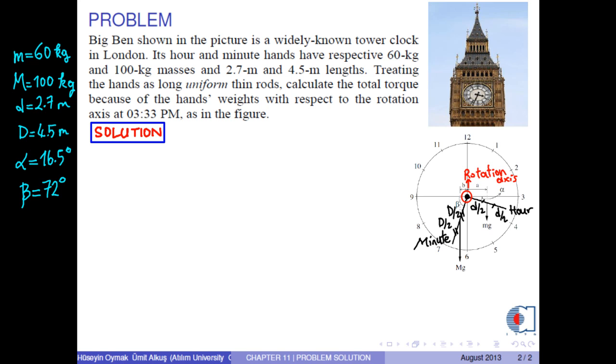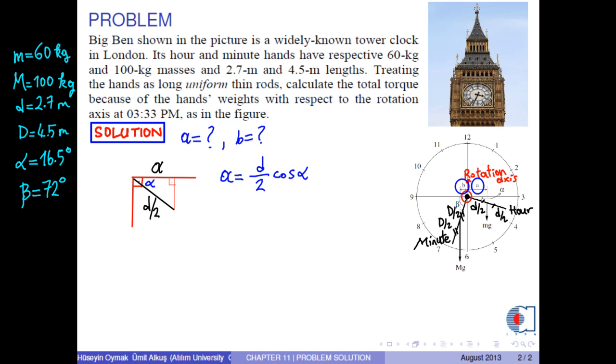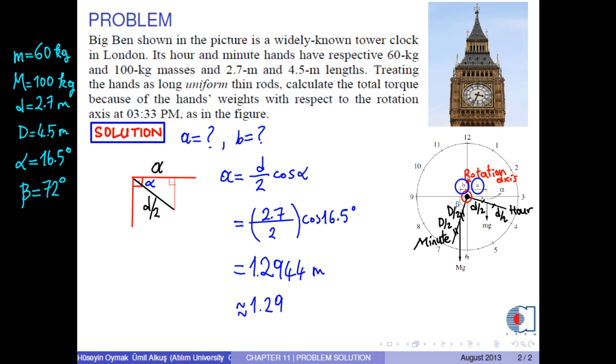Now, let us find A and B. According to the configuration for the hour hand, we have A equals d over 2 cosine alpha. We put the numerical values into this equation. Thus, we obtain A as 1.2944 meters, or approximately in 3 digits we have 1.29 meters.